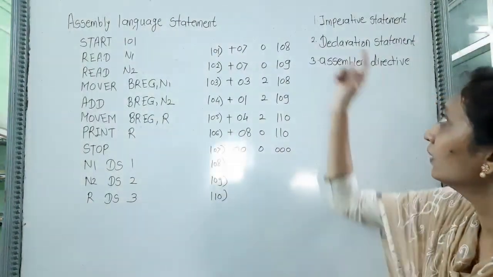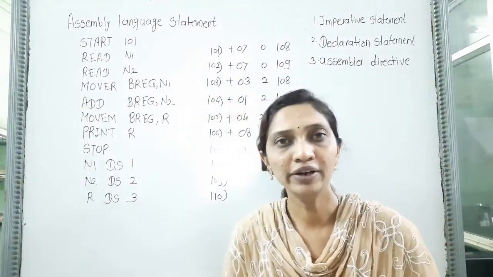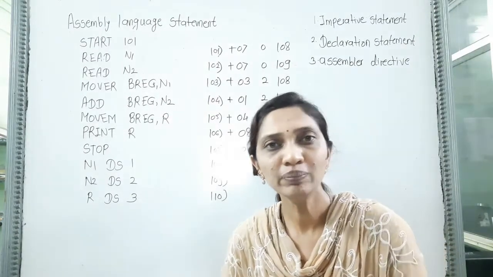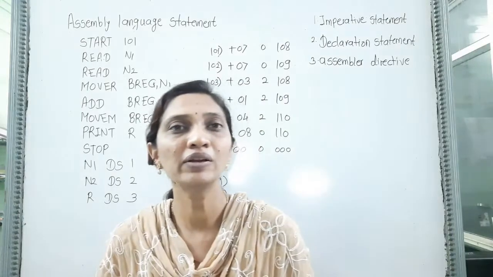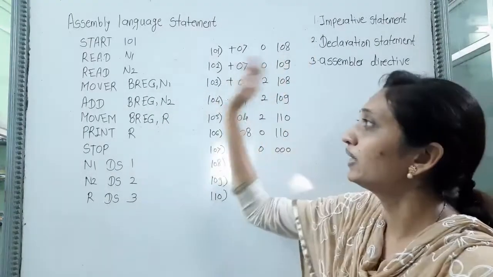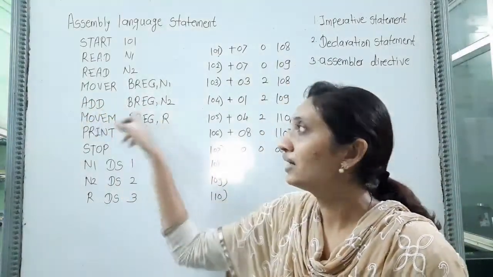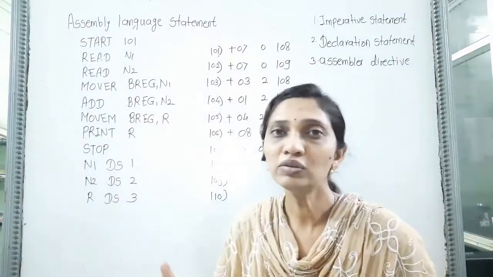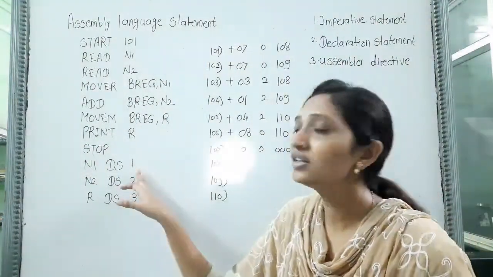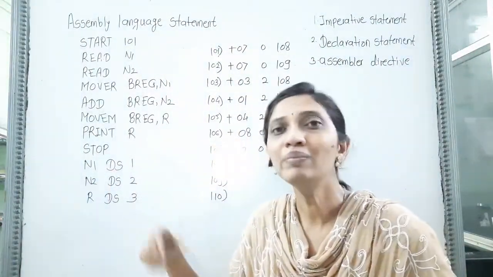Okay. Means here three kinds of statements are there: imperative statement, declarative statement and assembler directive statement. Which statements are known as imperative statements? Those which perform a particular action, or which perform a certain action, are known as imperative statements. Like here ADD BREG, N2 is known as an imperative statement. Declarative statements are like this: N1 DS 1 which declares some storage. DS stands for declare storage. We will learn it a bit later.